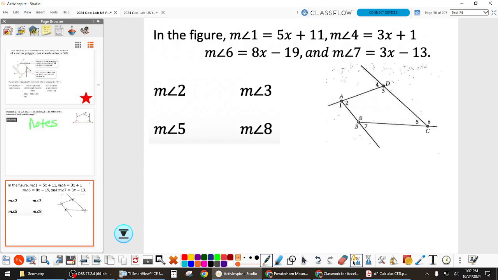Yeah. I would start by putting it on the picture: 5x plus 11, 4, 3x plus 1, 6, 8x minus 19, and then 3x minus 14. Okay? And how are you going to solve for x? Yes. What do we set them equal to?